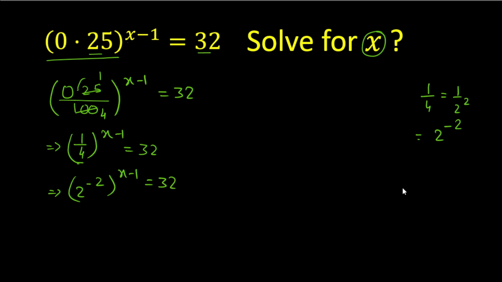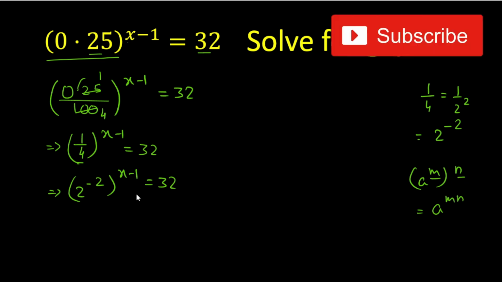Now we have a to the power m, whole to the power n. Here the value will be a to the power mn; we multiply the powers. Likewise here we will multiply this power also. So the base will be 2, and the power is negative 2 times x minus 1, which is negative 2x plus 2, equal to 32.